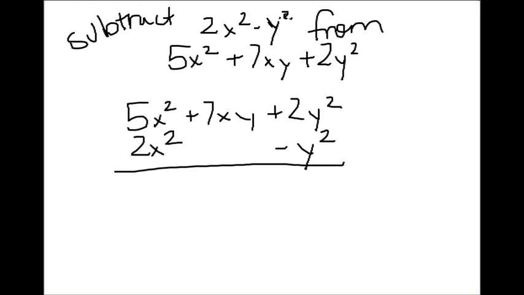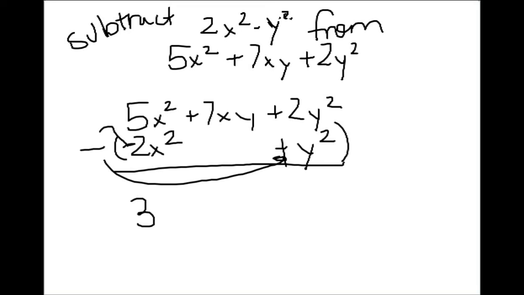Alright, so now I lined up my like terms, but remember we're subtracting this whole bottom. So I really need to distribute this negative to the 2 and then to this negative y squared. And that's going to make this positive and this negative. So 5x squared minus 2x squared is 3x squared. 7xy minus 0 is 7xy. And 2y squared plus y squared is a plus 3y squared.